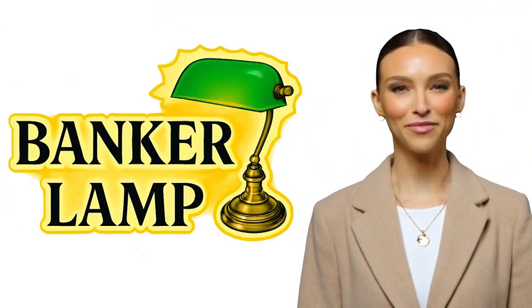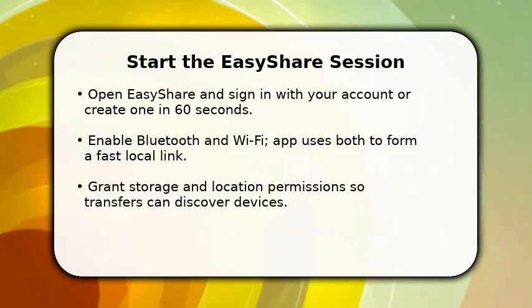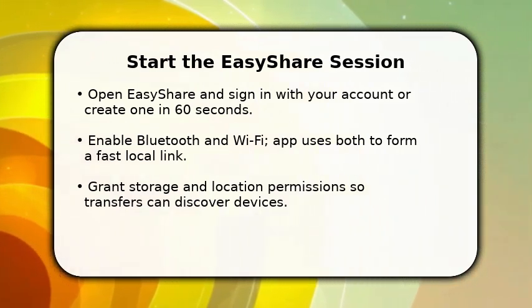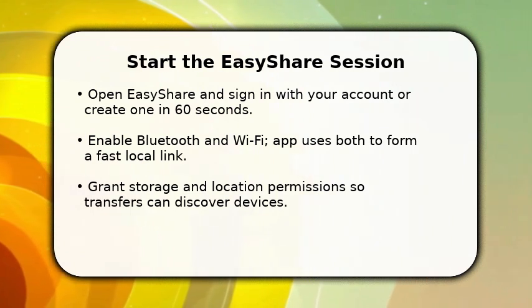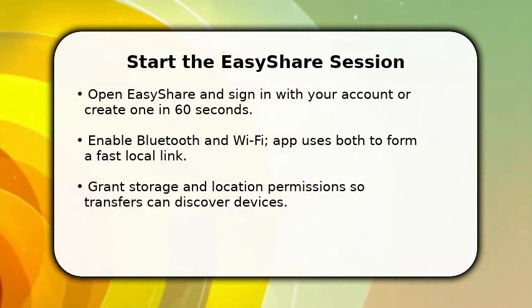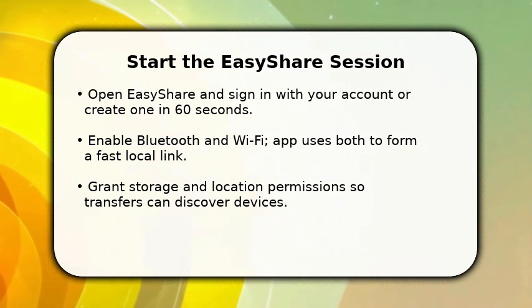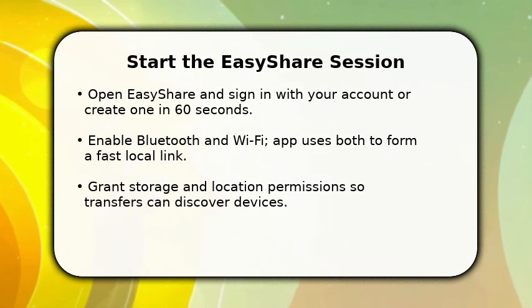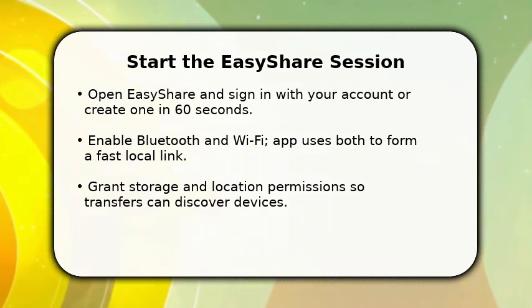Please enjoy the video. You begin by opening Easyshare and signing in. This links your device to the app ecosystem. Once done, enable Bluetooth and Wi-Fi so Easyshare can negotiate a direct local connection for speed. Make sure to grant storage and location permissions. Without them, the app cannot see files or nearby devices.